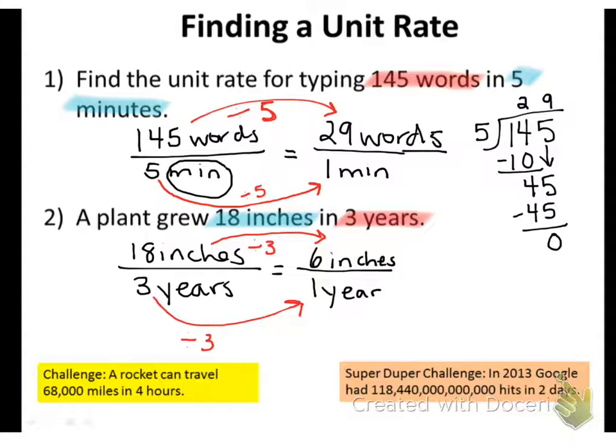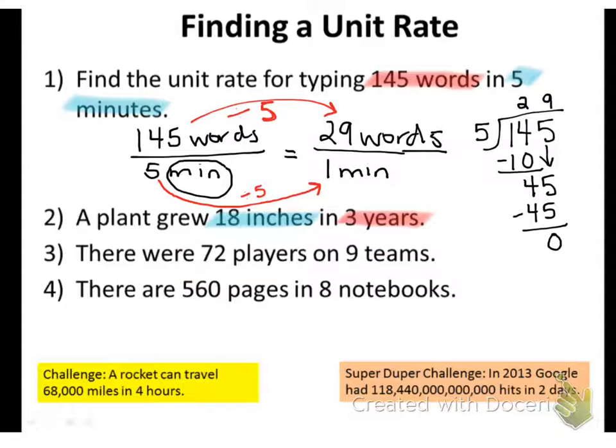You have 2 more examples, and I'm going to erase this part so you can see them, but you have 2 more examples that you should complete on your own. The 2 examples are there are 72 players on 9 teams, and they're on 560 pages in 8 notebooks. Then if you're up for a challenge or the super duper challenge, give them a try and see how it goes. When you're ready for the next part, click play to continue the video.